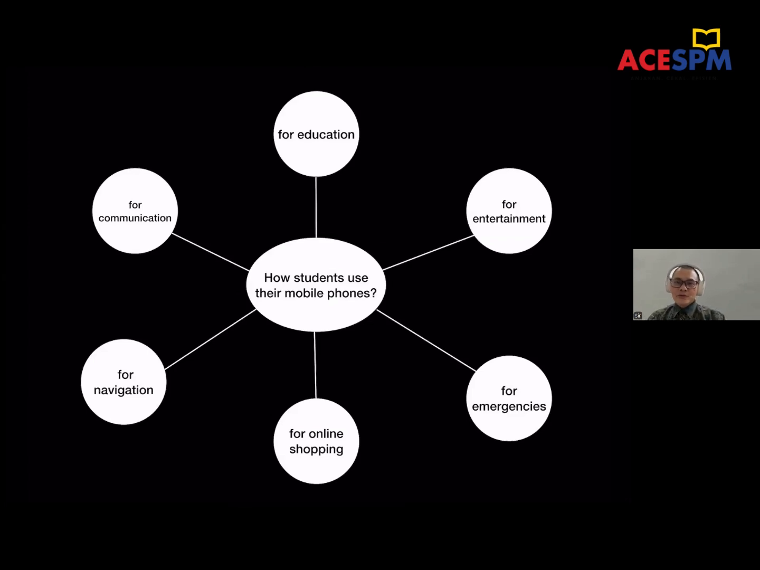Right in the middle is what you are going to discuss: how students use their mobile phones. And around it, there are 6 possible points: for education, for entertainment, for emergencies, for online shopping, for navigation, and for communication. Even though there are 6, it is not compulsory for you to use all 6. However, please try to use 4.